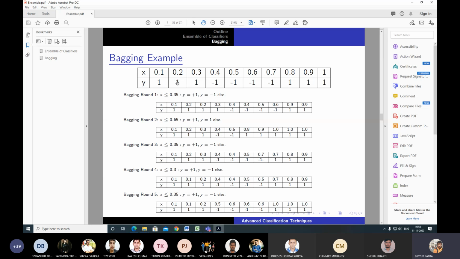So essentially what we did is, we have the training data set and we make a model. Now you throw away the training data set and keep the model. What is the model here? The model is x less than or equal to 0.35. This is another model, x less than or equal to 0.65. Another model is x lesser than or equal to 0.35 is positive, and otherwise it is the negative class.